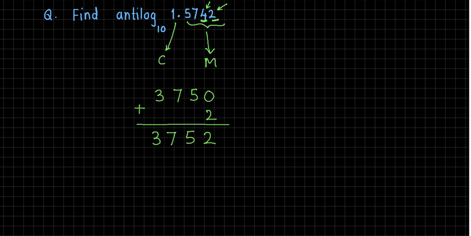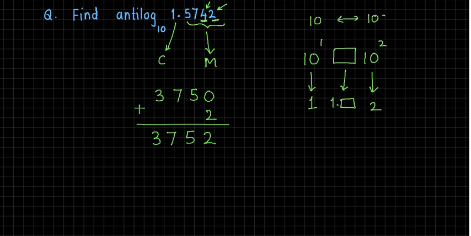The characteristic is 1, that means the log of a certain number has the characteristic 1. So clearly the number has to lie between 10 raised to 1 and 10 raised to 2, simply because in case of 10 raised to 1 the characteristic would be 1, and in case of 10 raised to 2 the characteristic will be 2. So if our number is 1 point something, then it has to lie between 10 and 10 square, that means between 10 and 100.